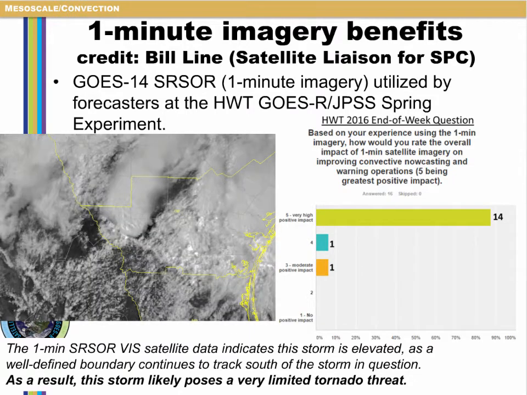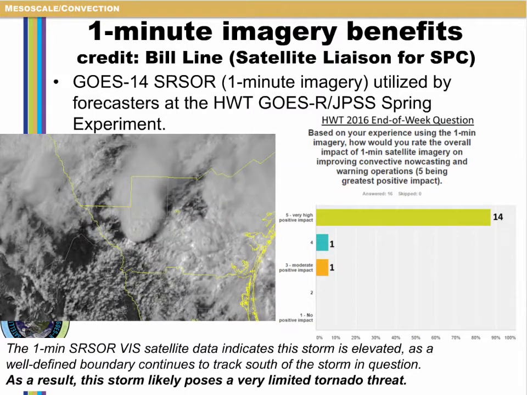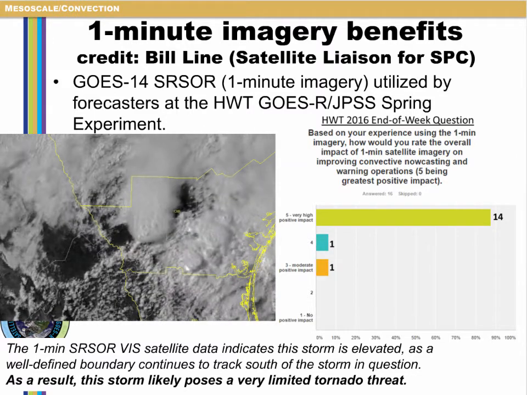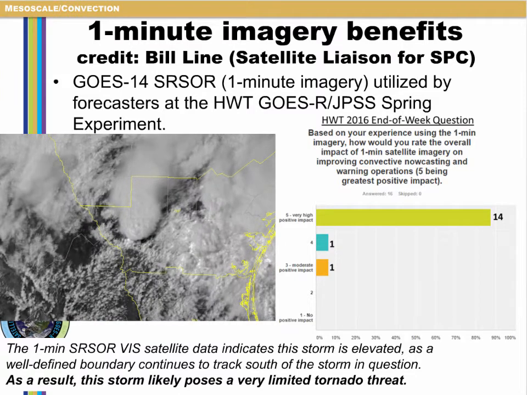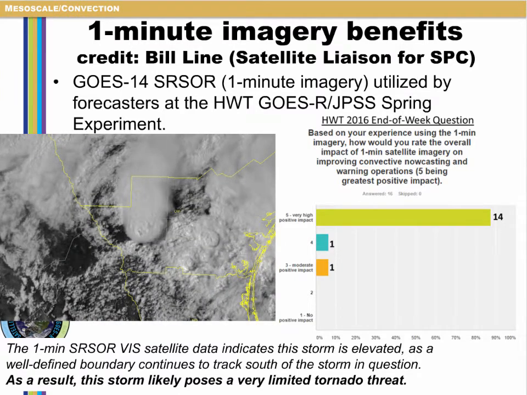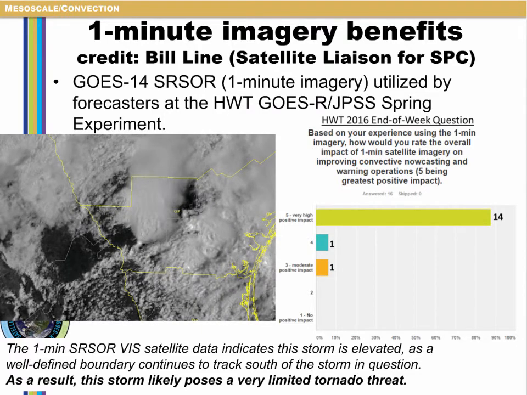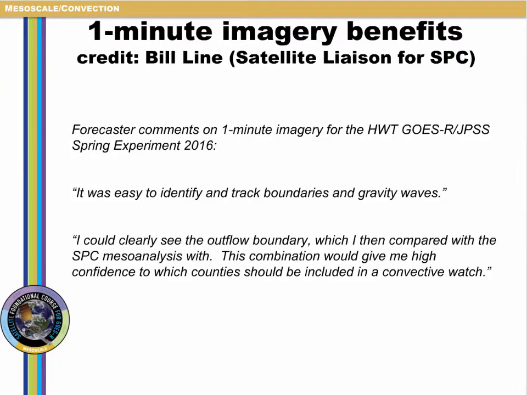In the 1-minute example loop on the left, the forecasters found the 1-minute visible imagery valuable in assessing a storm to be elevated, with a storm moving away from the boundary towards a stable air mass, and thus a very limited tornado threat. Additional testimony from forecasters on use of the 1-minute imagery during the spring experiment include: it was easy to identify and track boundaries and gravity waves.